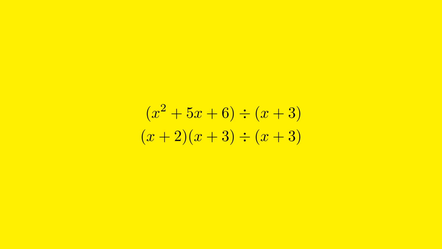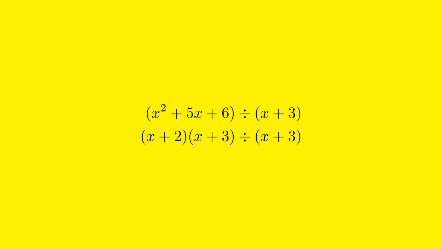The expression in the numerator is x squared plus 5x plus 6. We need to find two numbers that multiply to 6 and add up to 5. These numbers are 2 and 3, because 2 times 3 equals 6, and 2 plus 3 equals 5. So, we can rewrite the numerator as x plus 2 times x plus 3.